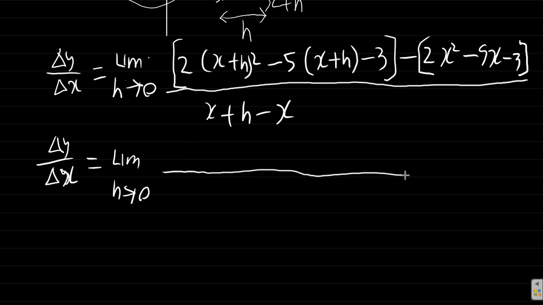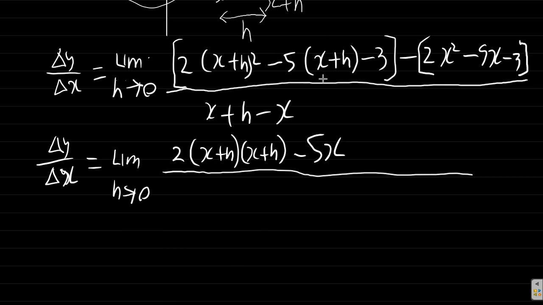Up top here, we're going to have 2 times x plus h, times x plus h, minus 5. Well, we could just open this bracket from now. Negative 5 times x, that's minus 5x. Negative 5 times h is minus 5h minus 3, alright?